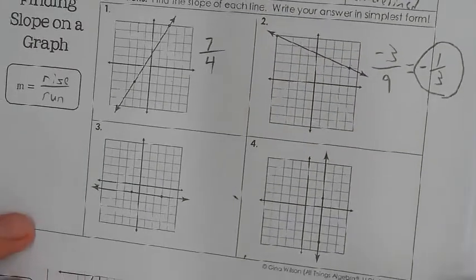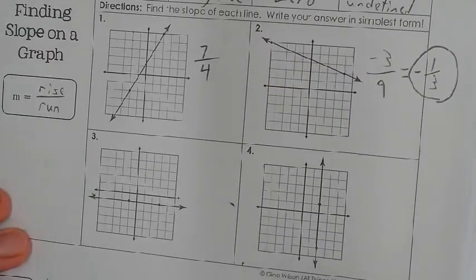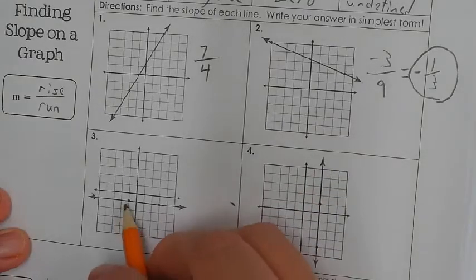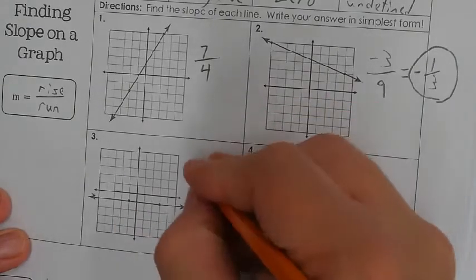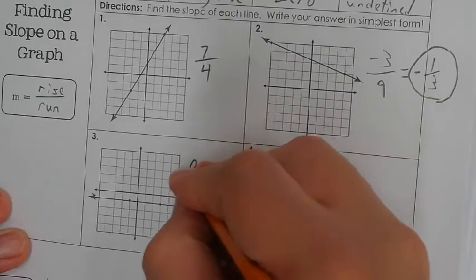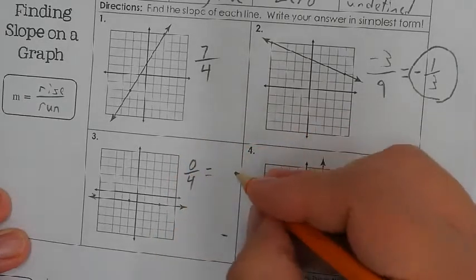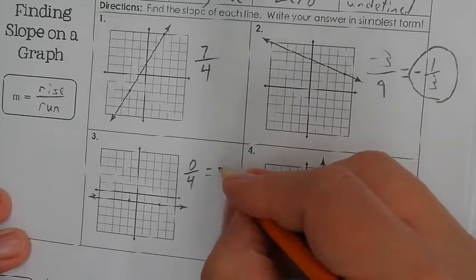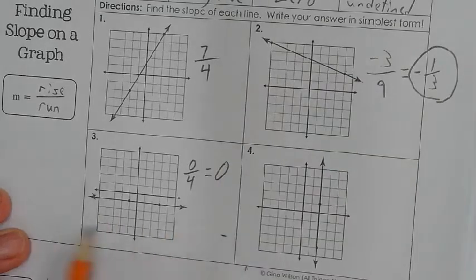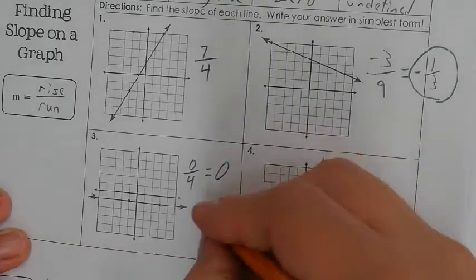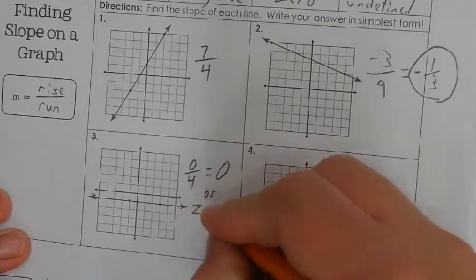Number 3. What do you notice about this one? It can't go up or down, so it's 0 over 4, which is just what? What's 0 divided by 4? 0. So anytime it's just left or right, just know the slope is 0. Or you could write out the word 0.